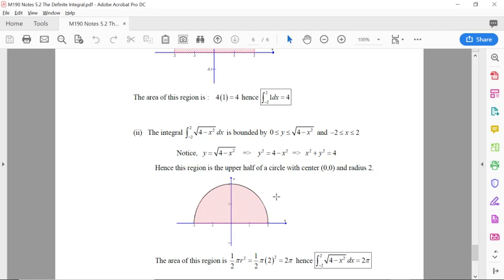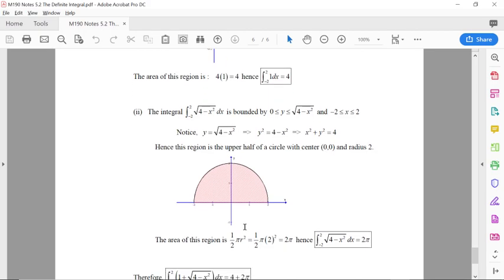So we can find the area of a half of a circle using the formula for the area of a circle. So a circle's area is pi r squared, r is equal to 2, and we take half of that. So half of pi r squared, where r is equal to 2, gives us 2 pi. Therefore, this definite integral is equal to 2 pi.